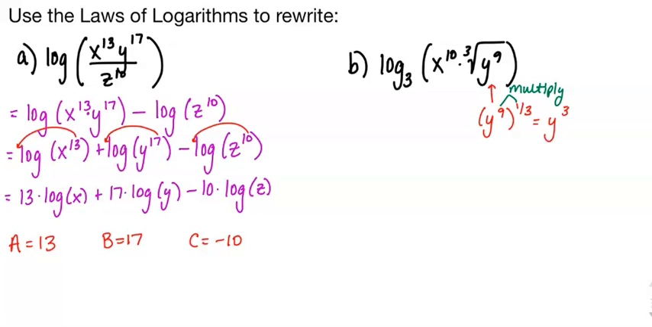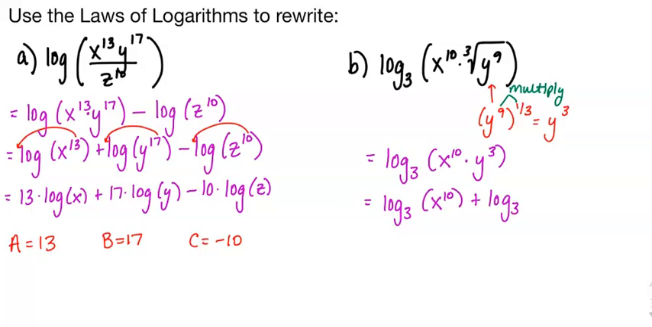If that was still a fraction, we'd go ahead and just write that as a fraction. In this case, we can simplify that to the whole number of 3. So what we really have here is log base 3 of x to the 10th times, after we simplify, just y to the 3rd. Because we have a multiplication inside of our log, we can split this into two separate logs that are being added together. So we have log base 3 of x to the 10th plus log base 3 of y cubed.